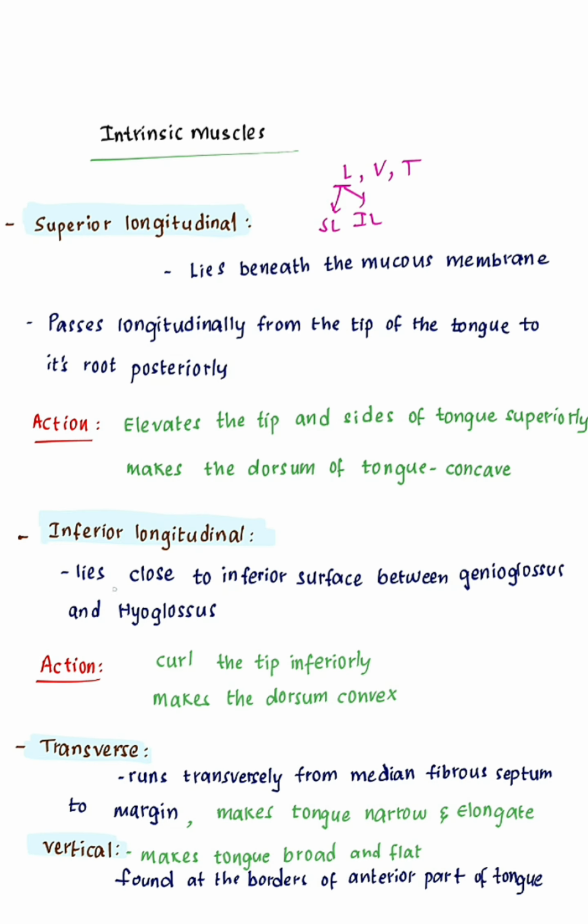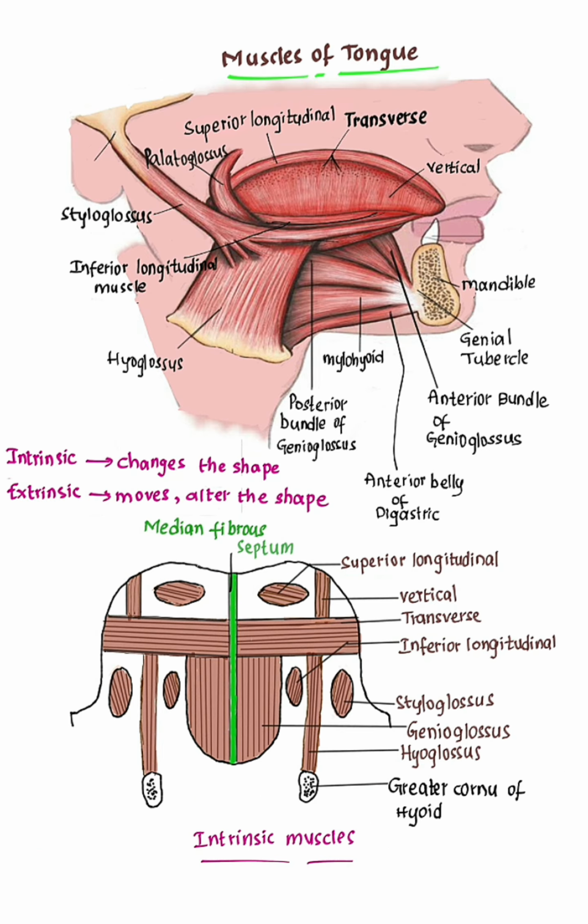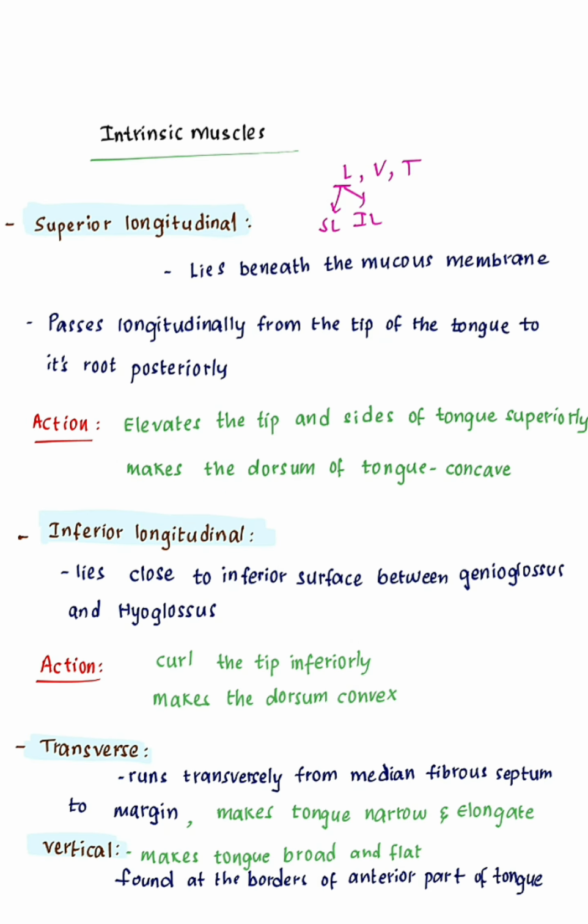Inferior longitudinal muscle lies close to the inferior surface. It lies between genioglossus and hyoglossus. Action of inferior longitudinal muscle: it curves the tip inferiorly. Hence, it makes the dorsum convex. Remember IMAX.